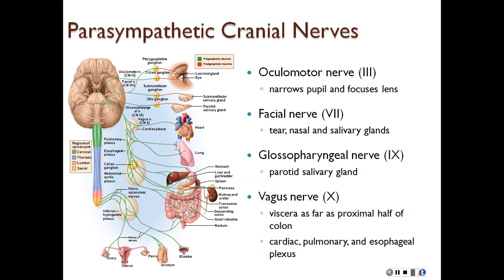And let's look at a picture here. Notice there are no nerves coming off of the spinal cord except at the very bottom where we have the sacral region. So this is parasympathetic, and then up in the cranial nerves there. Okay, and notice the difference. The green neurons or nerves are long in the parasympathetic division.